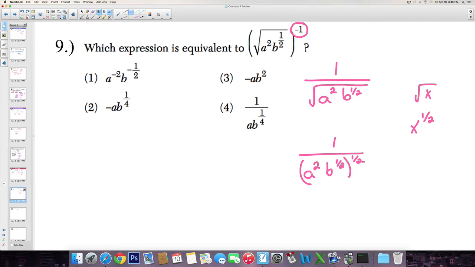Now I'm going to use my power rule here. So a squared raised to the 1/2, multiply the exponents. That's just a. B to the 1/2 raised to the 1/2 is b to the 1/4. So that would turn out to be choice 4.